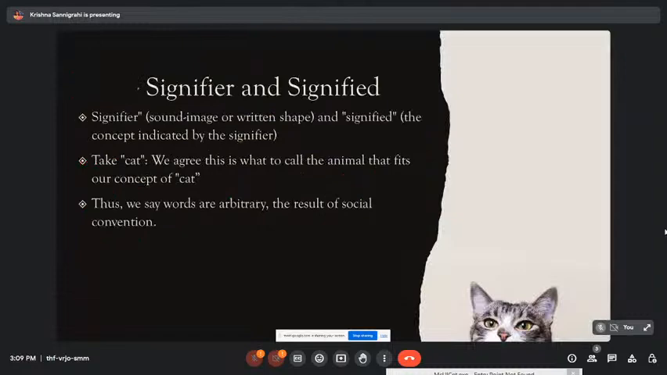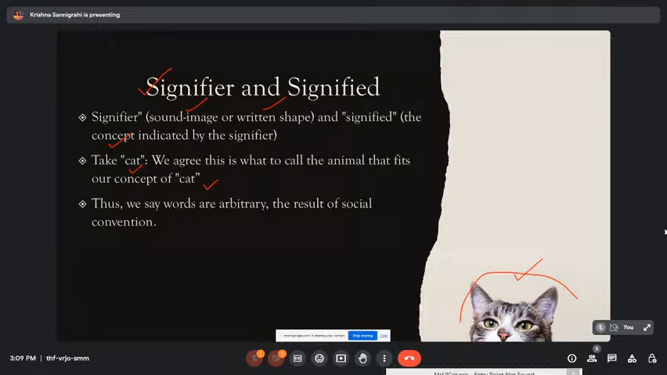We discussed the concept of signifier and signified, and it is very important for us to understand the concept. So what is signifier? Signifier is the sound image or the written shape, and signified is the concept which is indicated by the signifier. For example, if we say cat, we agree this is what we call that animal that fits into our concept of cat. Thus, when we say cat, the word cat brings the image of a cat in our mind. There is no scientific reason why we call it a cat, but it is how this particular concept of cat is there in our mind.